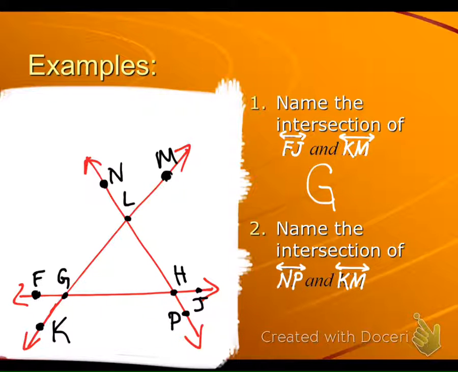Okay, and then I erased my little drawings over the top of them, so that I can now focus on number 2. For number 2, we are looking at lines NP here and KM, which again is that diagonal one. So now we're looking at both diagonal looking lines. Where do those intersect? That would be at point L. Very good. So that's all we had to do on those examples, was name the point of intersection.